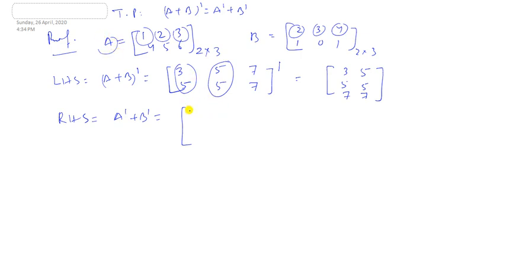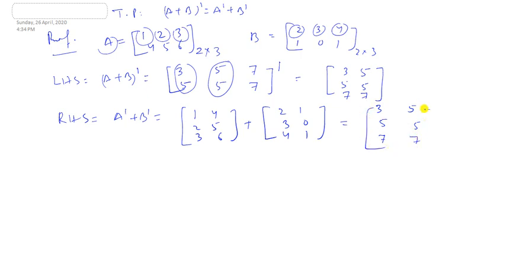Here it will be converting rows into columns, that is 1, 4, 2, 5 and 3, 6, plus B dash is 2, 1, 3, 0 and 4, 1. If I add them, this is 2 plus 1 will become 3, 4 plus 1 will become 5, 3 plus 2 will become 5, 5 plus 0 is 5, 3 plus 4 is 7, and 6 plus 1 is also 7. Now look at this, LHS is equal to RHS, hence this property is proved.